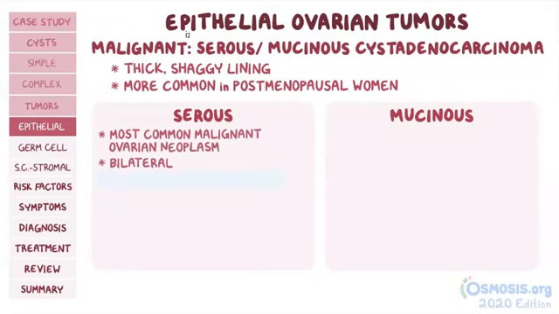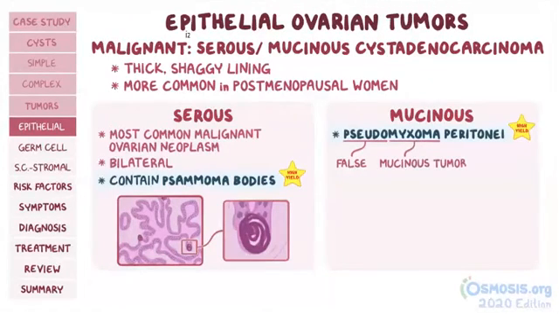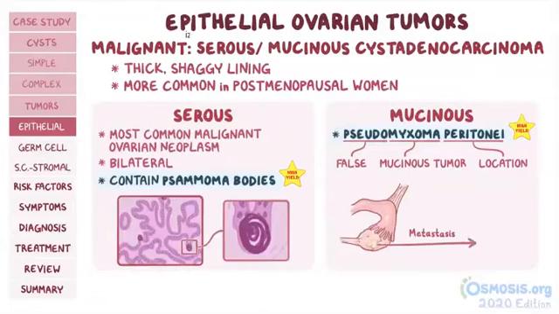Another high-yield fact to remember is that serous cystadenocarcinomas contain psammoma bodies, which are circular plaques of calcium deposits around necrotic or dead cells. On the other hand, an important clue to the mucinous type is that it can cause pseudomyxoma peritonei, pseudo meaning false, myxoma meaning mucinous tumor, and peritonei telling us its location. So the mucinous material can leak from the ovary into the peritoneum, resulting in metastasis to the appendix or other parts of the GI tract.